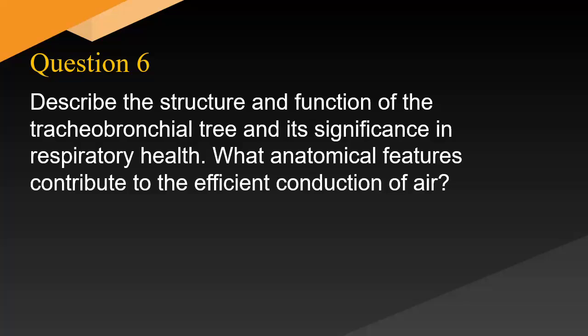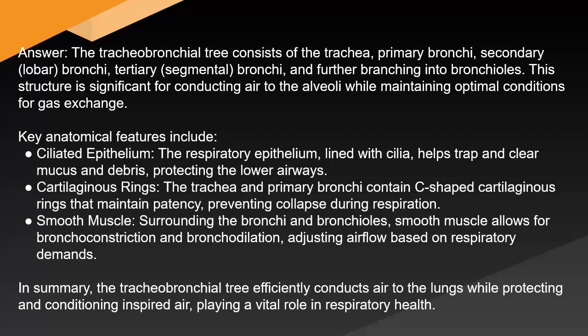Describe the structure and function of the tracheobronchial tree and its significance in respiratory health. What anatomical features contribute to the efficient conduction of air? Answer: The tracheobronchial tree consists of the trachea, primary bronchi, secondary lobar bronchi, tertiary segmental bronchi, and further branching into bronchioles. This structure is significant for conducting air to the alveoli while maintaining optimal conditions for gas exchange.